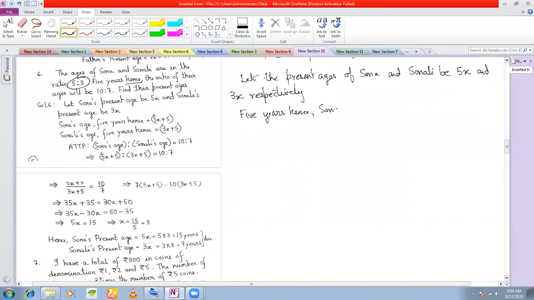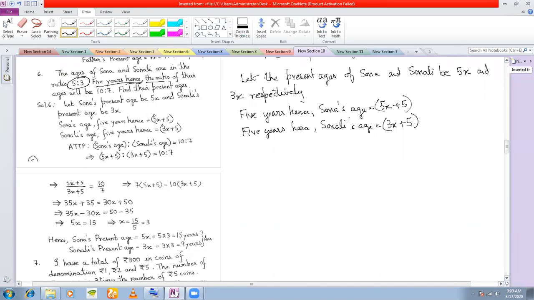Sona's age. What is the present age of Sona? 5x. And so 5 years from now, her age will be 5x plus 5. 5 years hence, Sonali's age is 3x plus 5. Okay. And according to the problem, what is given here?